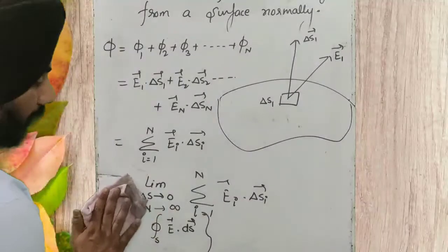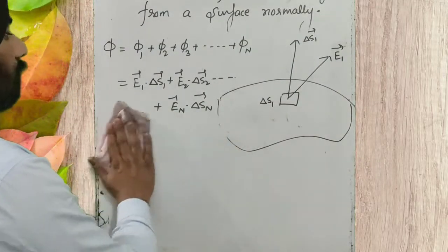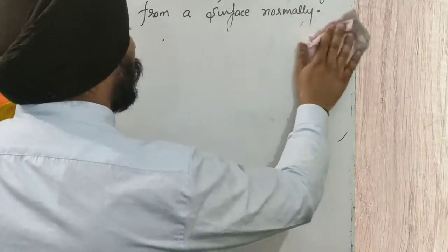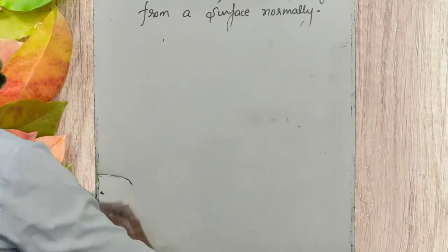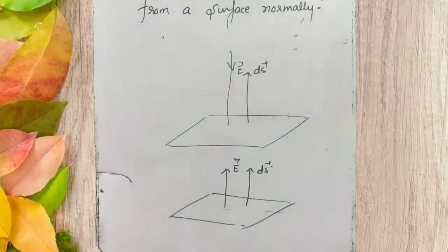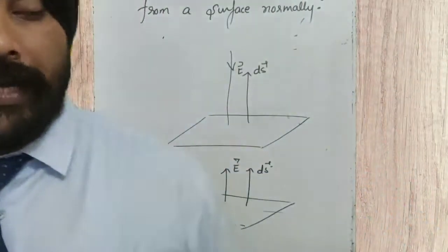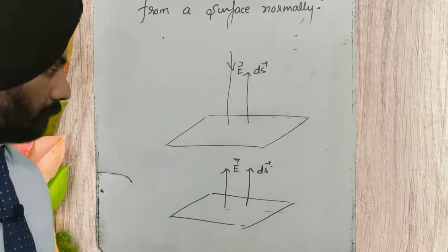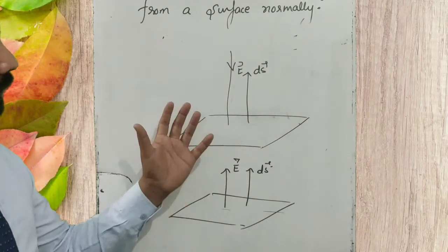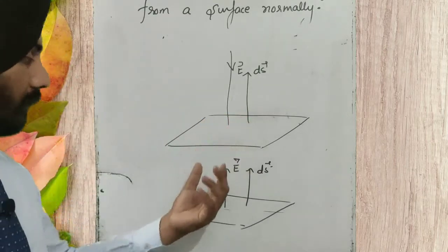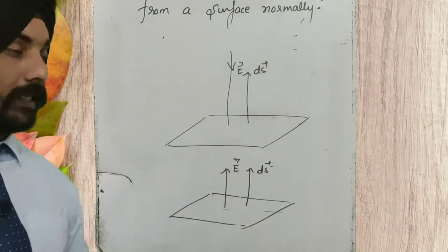But then we also assign a sign to electric flux: whether electric flux is entering the surface, or electric flux is leaving the surface. So if we have a surface kept in an electric field, the electric field may be entering the surface and the electric field may be leaving the surface.